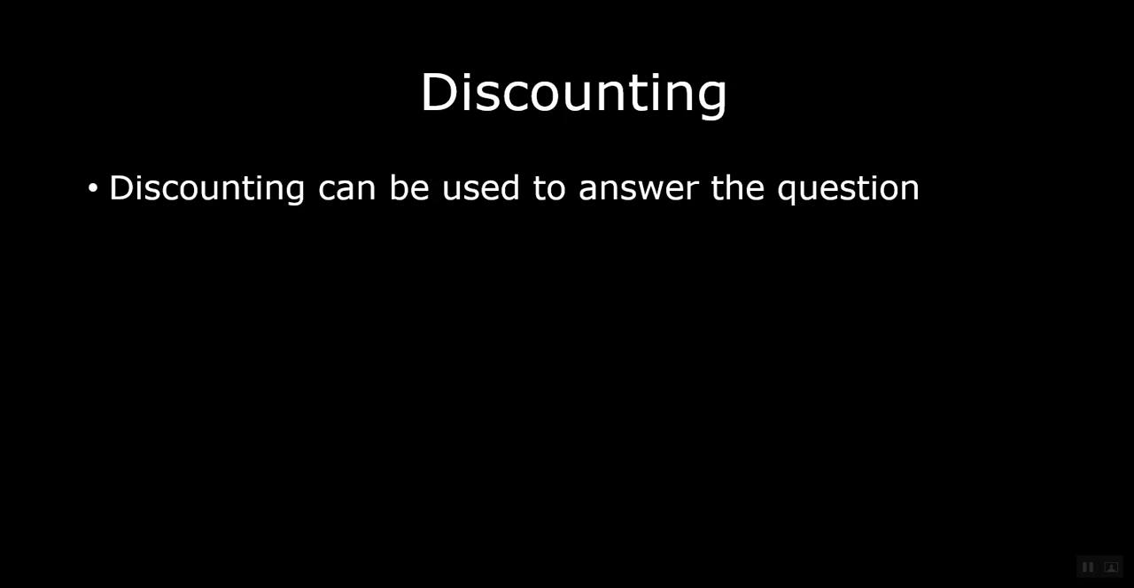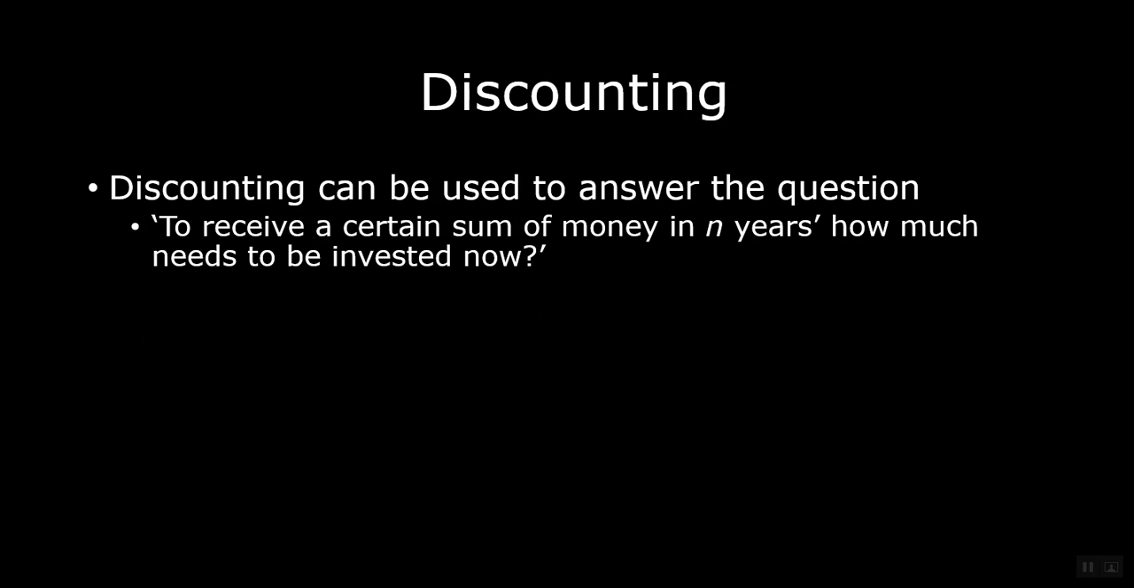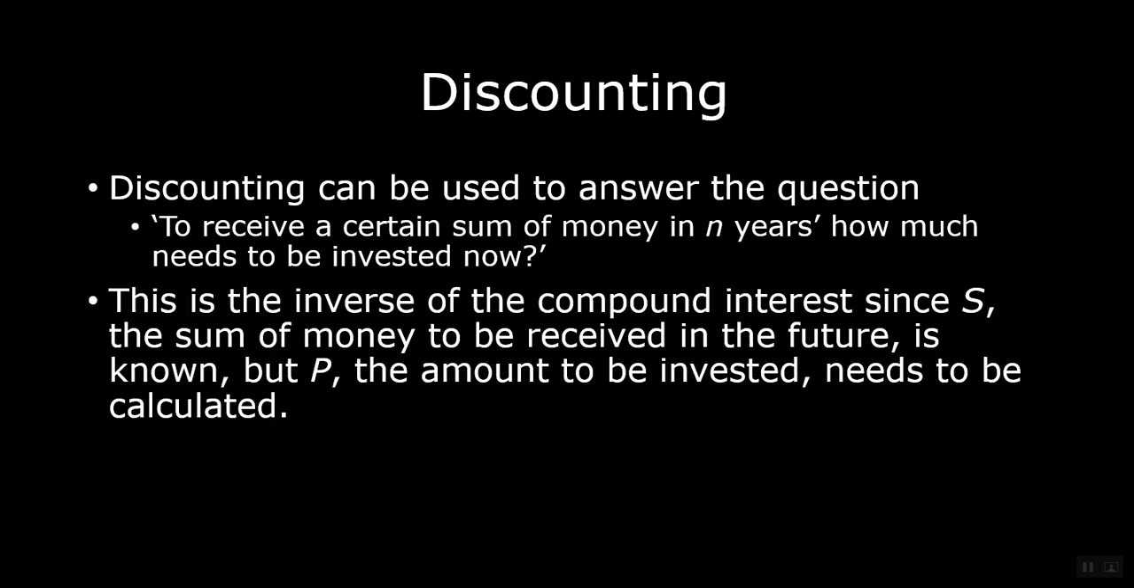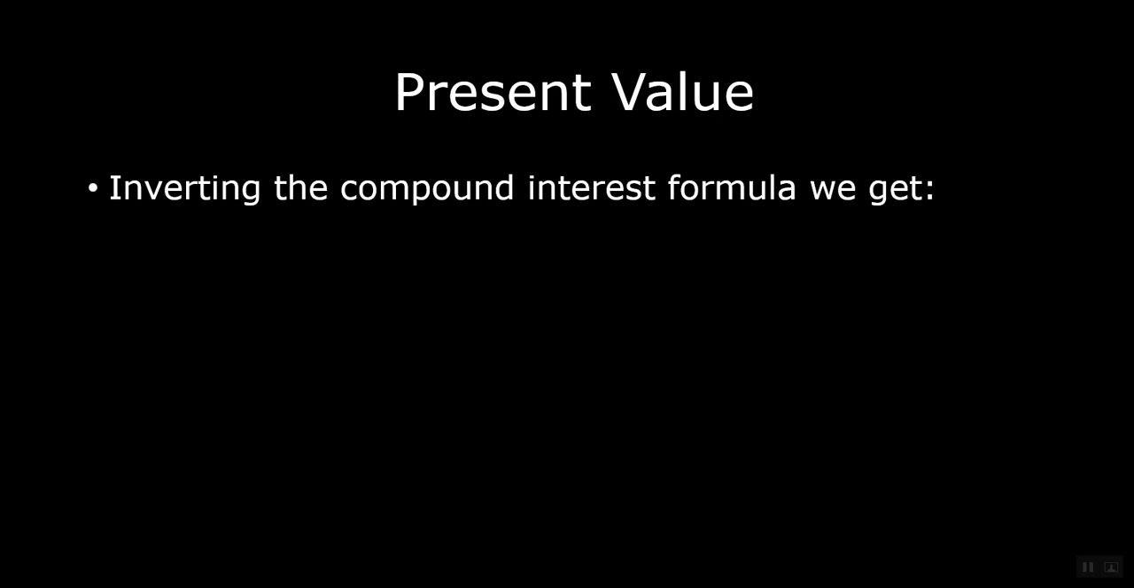So discounting is used to answer the other question, which is: to receive a certain sum of money in N years, how much needs to be invested now? This is the inverse of the interest, since the sum of money to be received is in the future, is known, but the principal amount to be invested needs to be calculated. It's called the present value, and we can get it simply by inverting the compound interest formula.